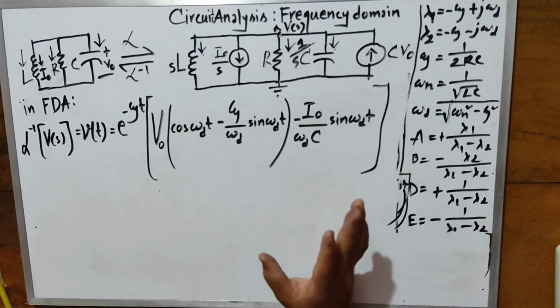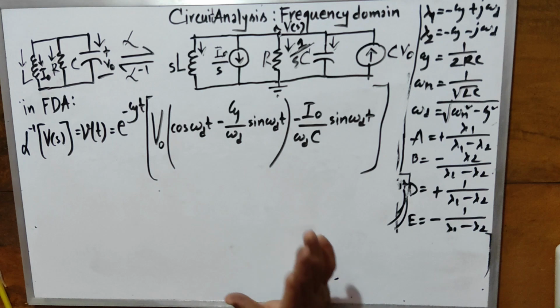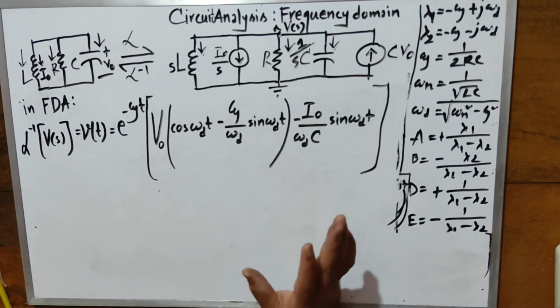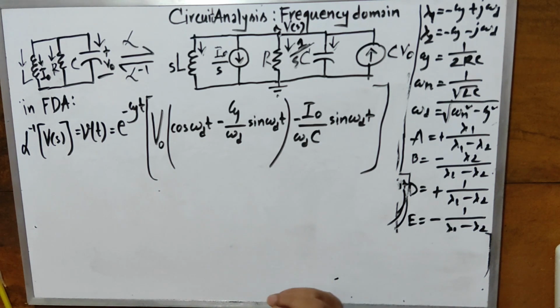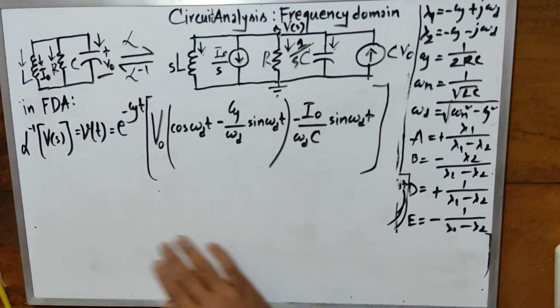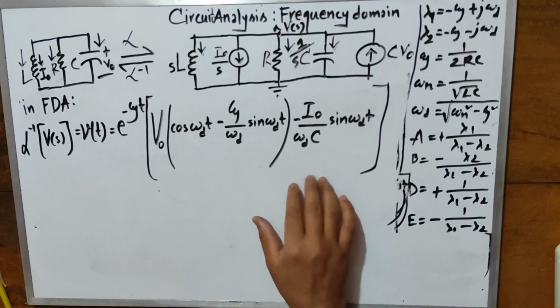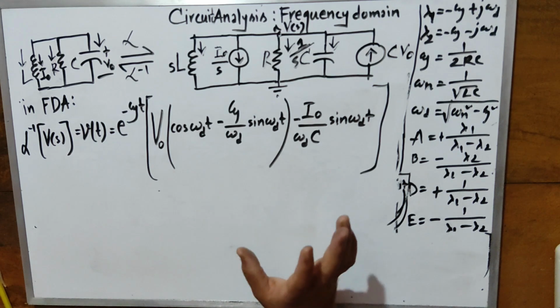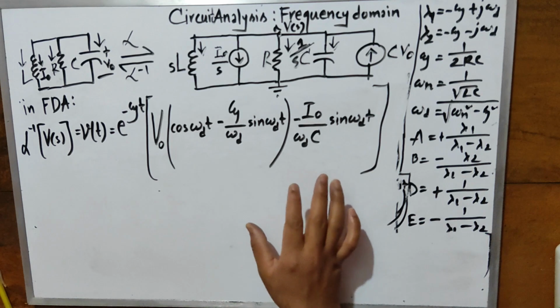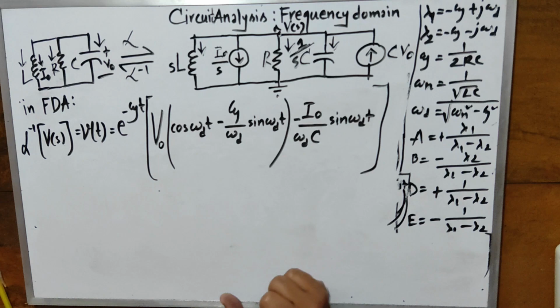So after the analysis in the frequency domain of the source free parallel connected RLC circuit, I have found this response. So you can see this. This is the response of the parallel RLC circuit when it is source free, or input free.